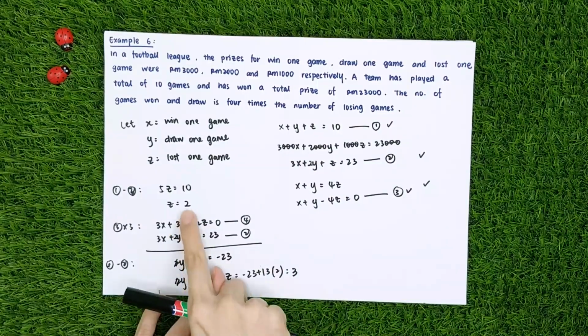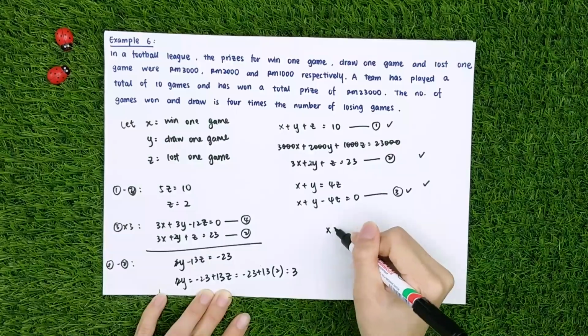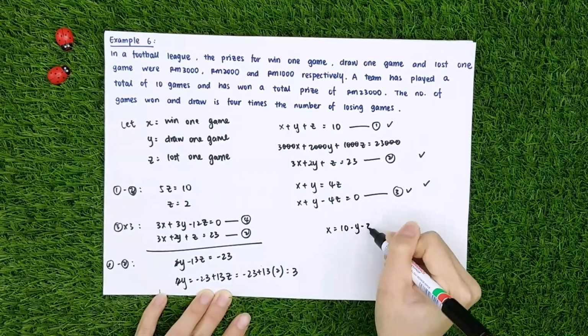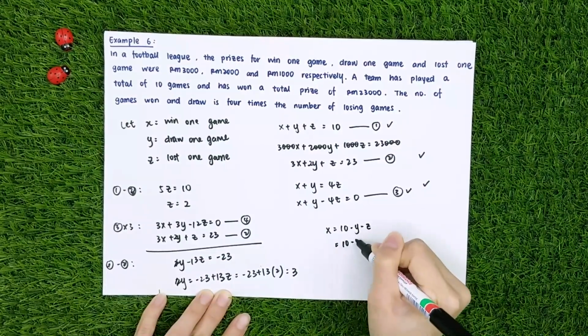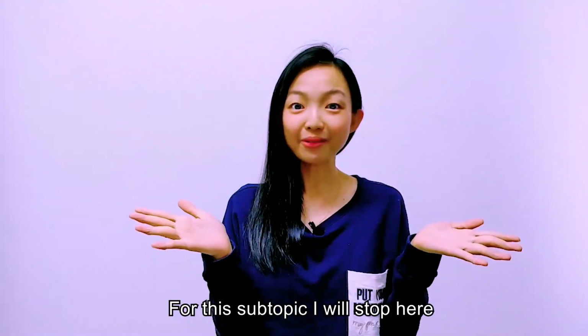After you get your z value and y value, then you can easily get your x value. x equals 10 minus y minus z, which is 10 minus 3 minus 2. You will get 5. For this subtopic, I will stop here.